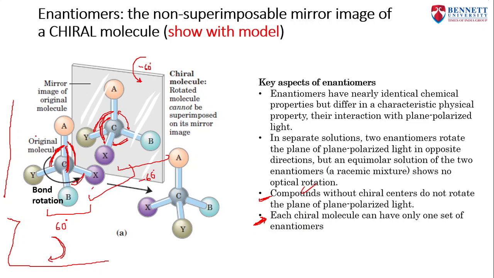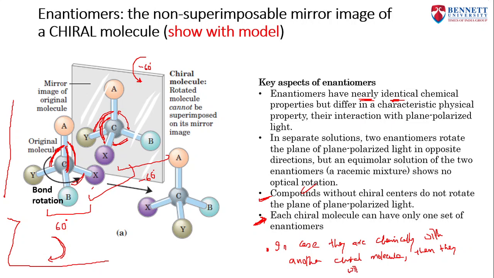One more point that I didn't mention here and I should: I mentioned that they have nearly identical chemical properties. So why do we use the term nearly? Because when they react chemically with another chiral molecule, they will interact in a different manner, and the enantiomers will behave non-identically. So why is that so? Let's give a small cartoonish representation to explain why.